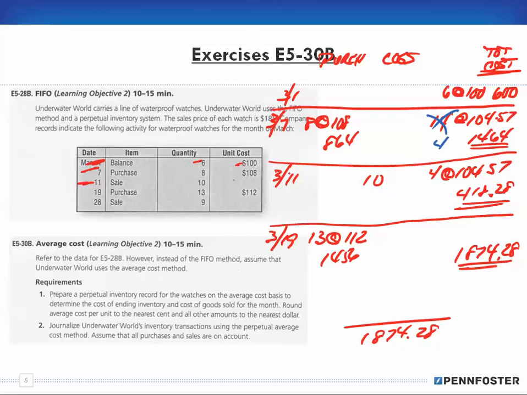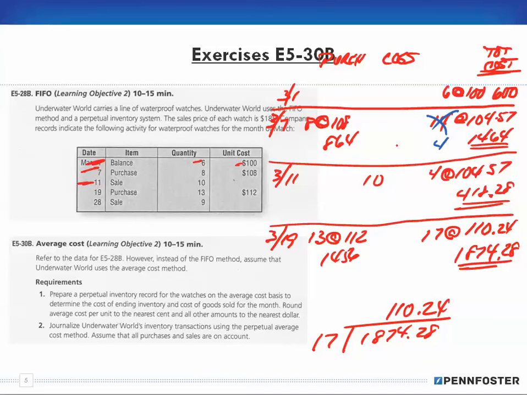Now we have 13 plus the 4, so we have 17 units. So we have to divide that total inventory value by the 17 units. And when we do that, we end up with 110.24. Okay, so the new value of all of the units is 110.24.